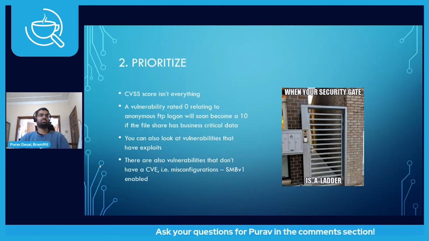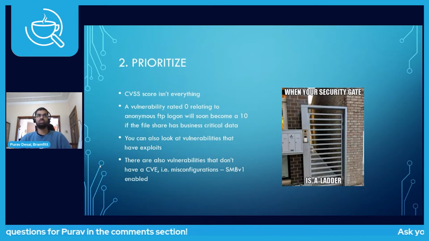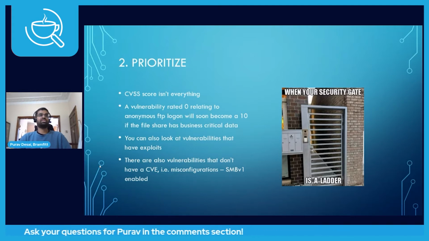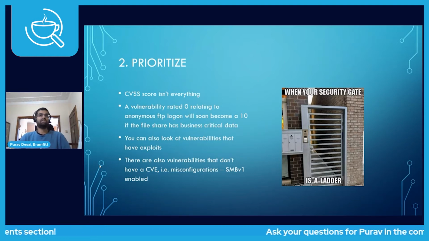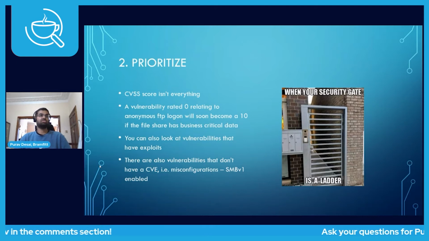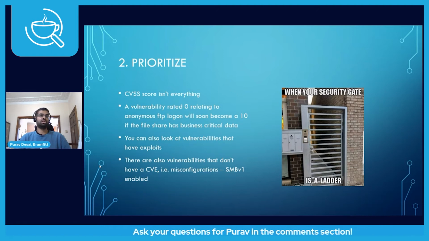What I mean by this is the example listed below, where you can have a 0 rated vulnerability for anonymous FTP logon. For those of you that may not know, if you have a file share allowing FTP, you can usually authenticate to it by just using a username of anonymous and a password of blank. Now, if this file share had any business critical data, PII, sensitive data, despite the point that you'd argue why is it even open in the first place, but let's say it was, then that would soon raise the severity of that vulnerability, because that's business critical data, and that could even become a 9 or a 10. So that's what I mean by CVSS score isn't everything. It's a good starting point, but it shouldn't be your be all and end all.